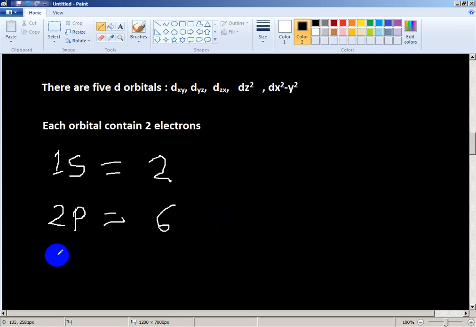And the 3d orbital, what is the highest number of electrons it can hold? 8? No, the d orbital has 5 sub-orbitals: dxy, dyz, dz square, dx square. Each can hold 2 electrons. So how many electrons can the 3d orbital hold in total?